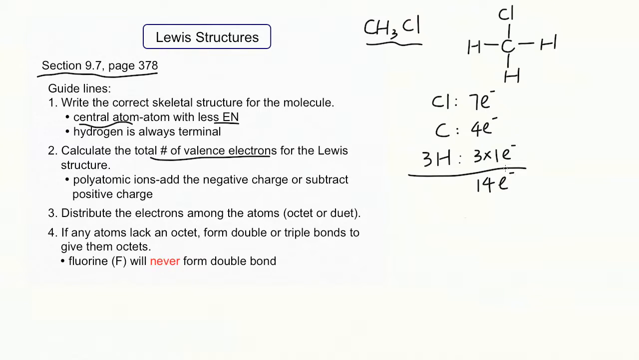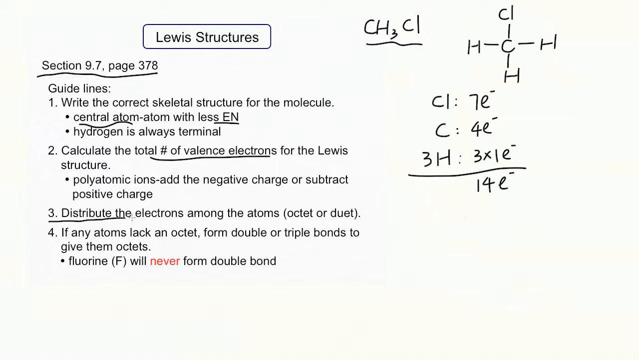valence electrons. One thing I do need you to know here is if you have polyatomic ions, then you need to add the negative charge or subtract the positive charge. This is a neutral molecule, so we don't need to worry about this right now. I'm going to show you one example later on. Okay. Now let's go to step 3.